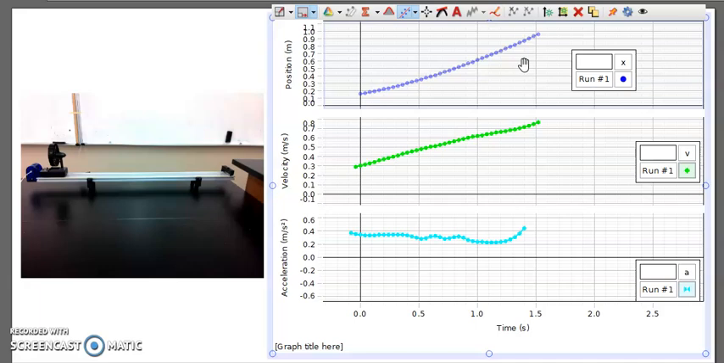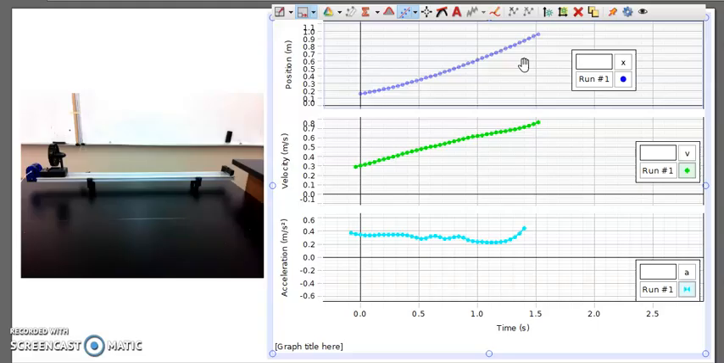Question 1-2. What feature from your velocity graph signifies that the motion was always away from the sensor? Well, remember, what's the direction away from the sensor? How have we designated that? Is that positive or negative?